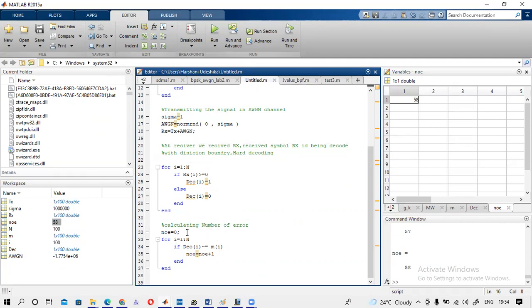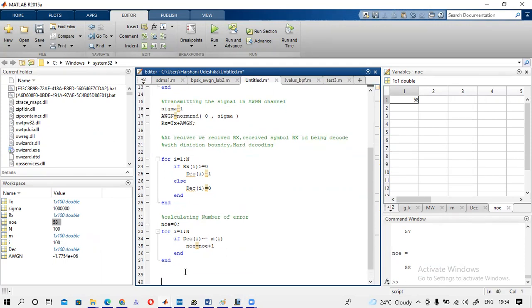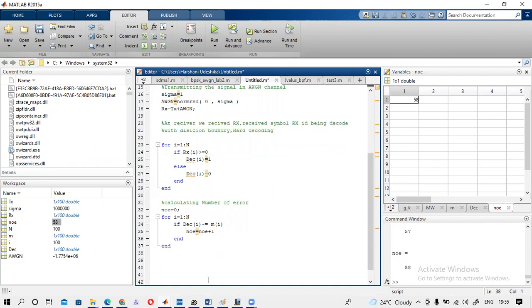So we are calculating the number of errors here. We are not calculating the bit error rate. You can see that the bit error rate is nearly half. If we are getting very high noise power, the bit error rate will be very high, approximately equal to 50. I think you get it. If you have any problem you can ask.